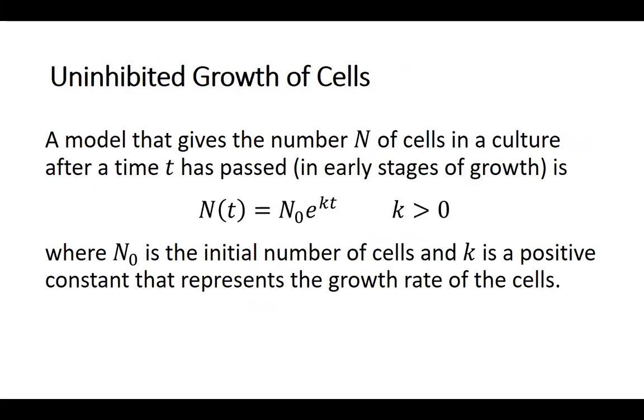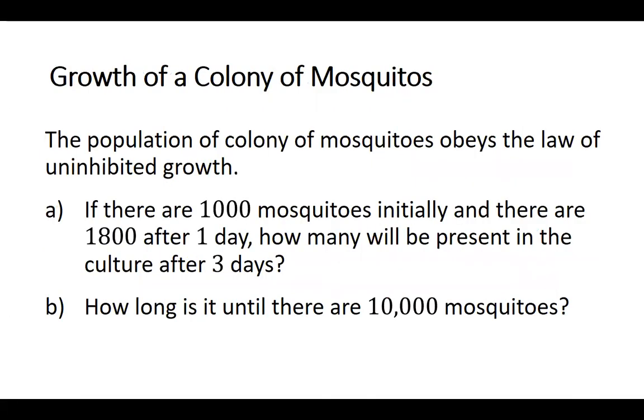this formula. N of t equals N sub 0 e to the kt. Now, N sub 0 is the initial number, t is the time, k is the growth constant, and N of t, remember, is the current number of cells. So if we look at this, we see that there are 1,000 mosquitoes initially, N sub 0, and there are 1,800 after 1 day, 1 being t, 1,800 being N of t, and then how many will be present after 3 days, that's a different value of t.